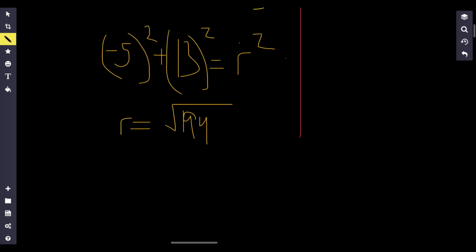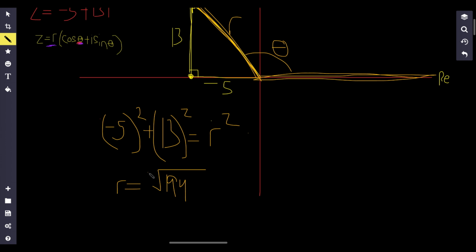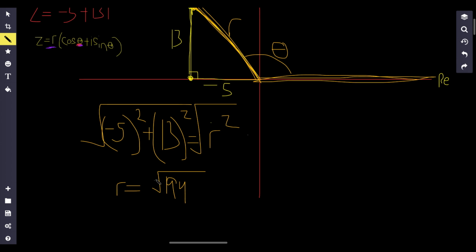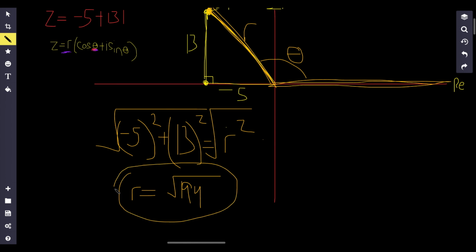Let me see if I can simplify this. Okay, so doing the math, this is 25 and this is 169. So you add them together, you get 194, and you take the square root of both sides. So you just get the square root of 194. And I'm pretty sure this can't be simplified any further, but correct me if I'm wrong. Anyways, so now we know r is equal to the square root of 194. So let me just circle that real quick.